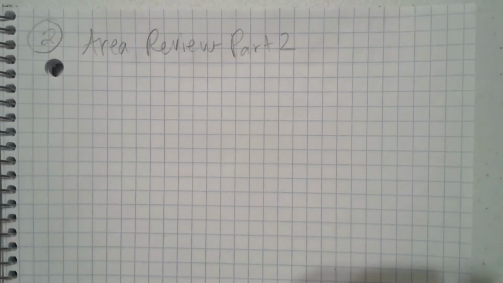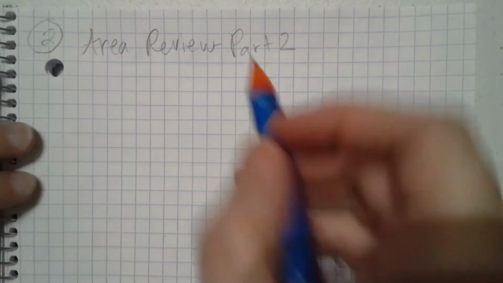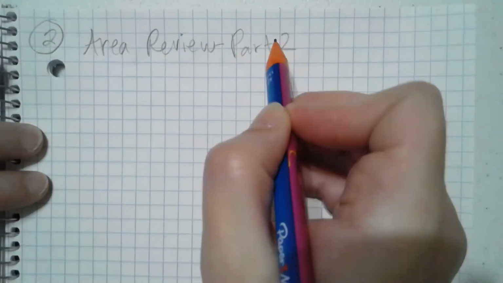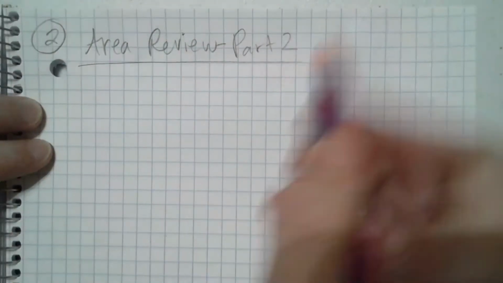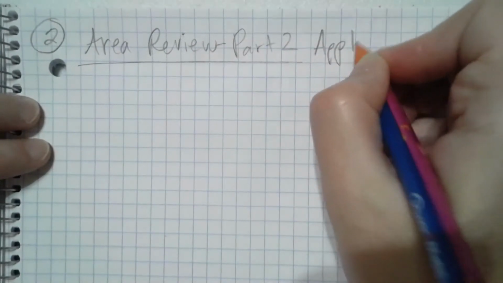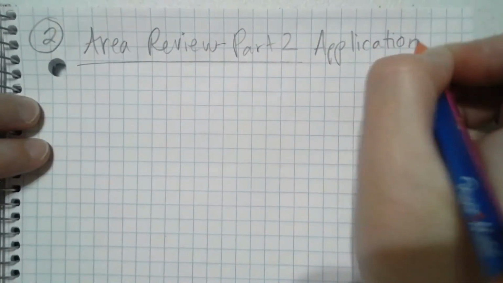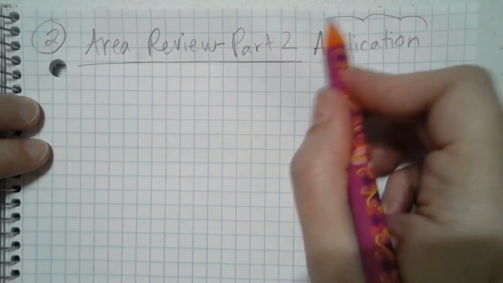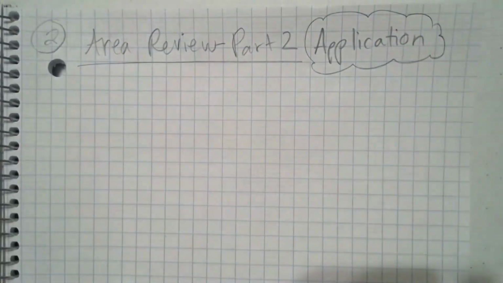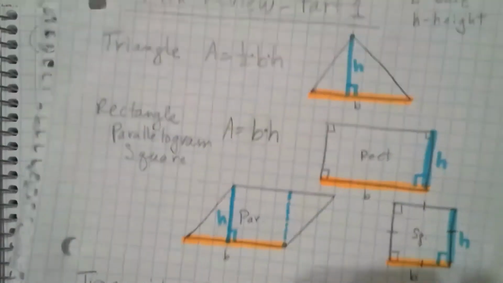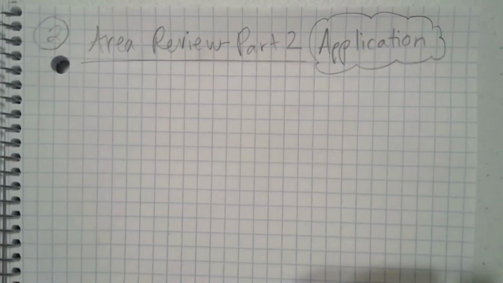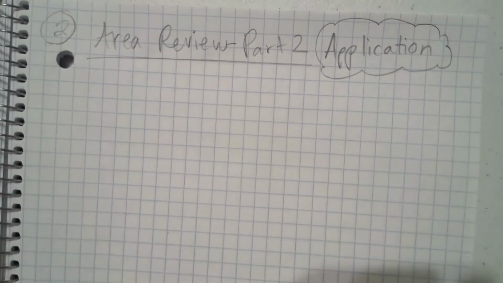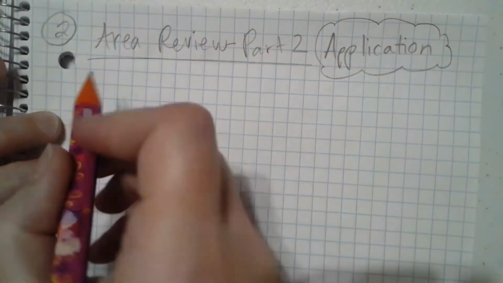Hey everybody, we are going to look a little bit deeper into area of shapes. I'm going to call this part 2, application. So last time we were just really focusing on the formula and making sure we knew which formula went with which shape. I still have my formula chart here, so I'll keep referring back to that. Hopefully you have that as well. But we're going to look at problems where it's not quite as straightforward what we have to do.